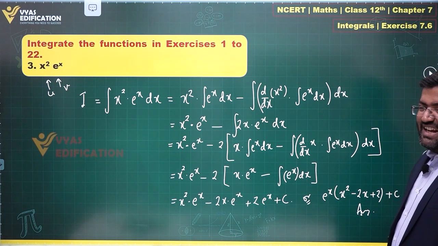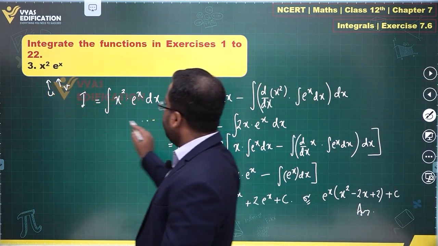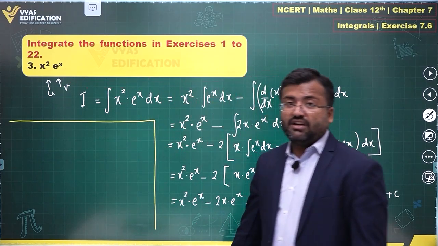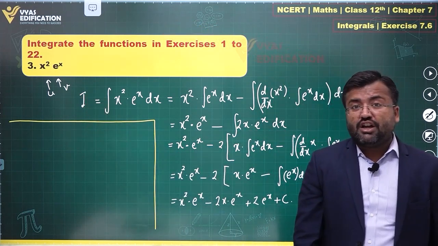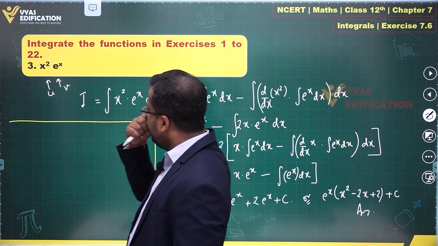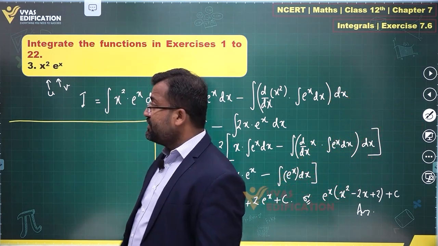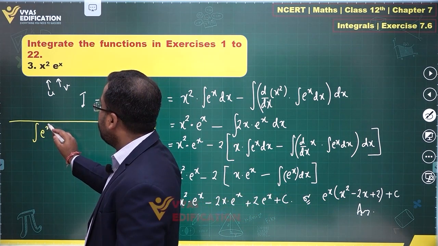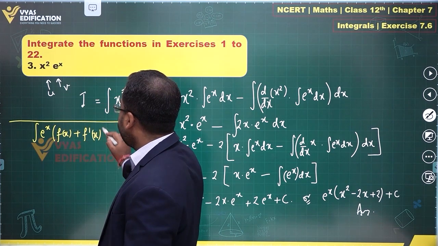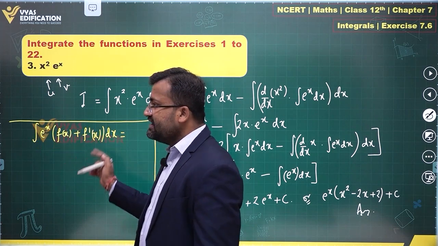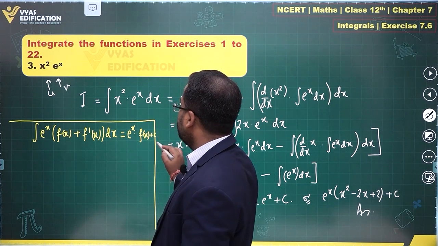What else? Is there any other approach of handling this? Yes, there is one very unique approach for handling this kind of question related to e power x and an algebraic, or basically a polynomial, integral. How do you do that? There's one important result, which is given once again in the NCERT, and we'll see some questions based on that as well. That approach is: integral of e power x times f x plus f prime x dx. This integral is e power x times f of x plus constant, right?